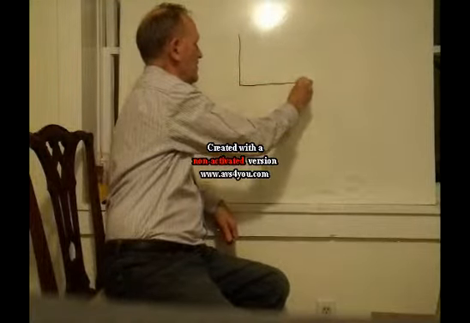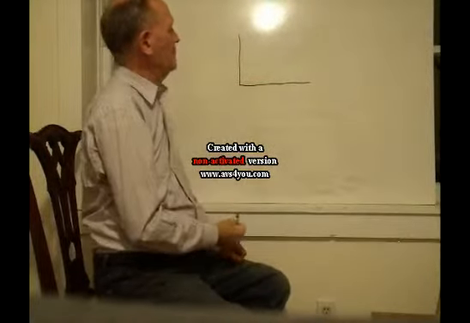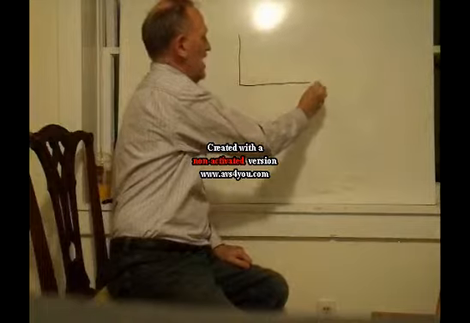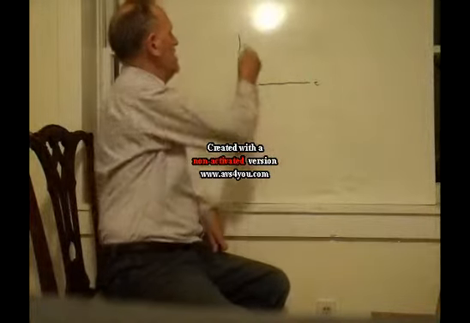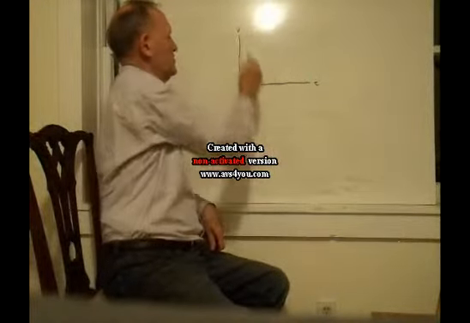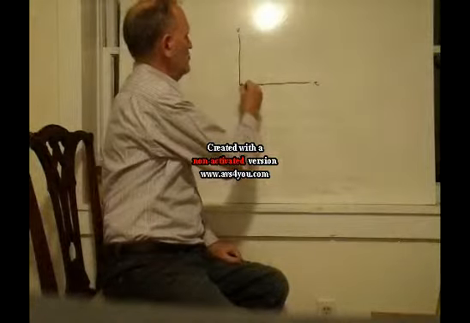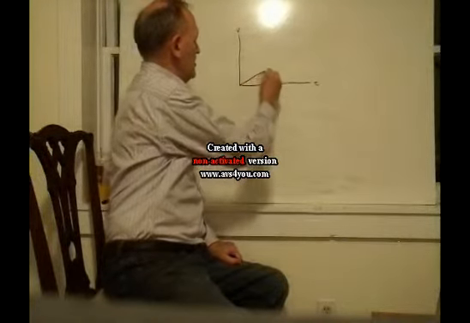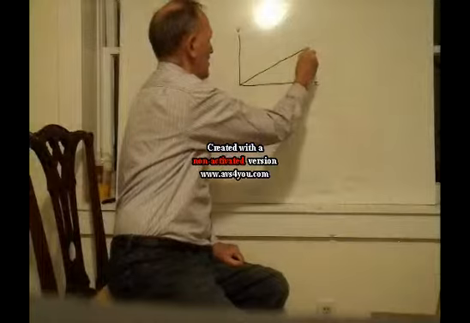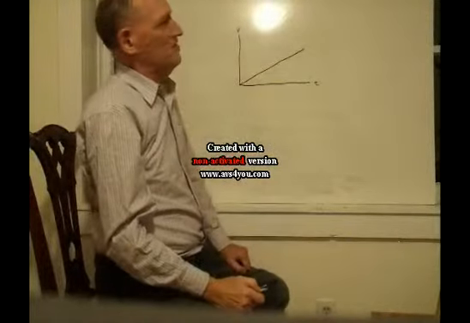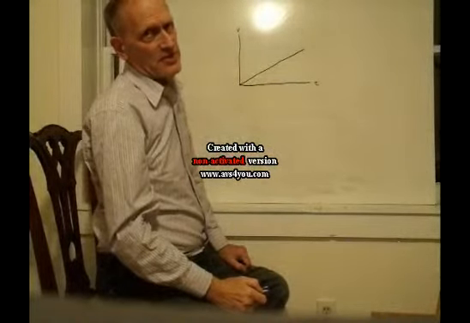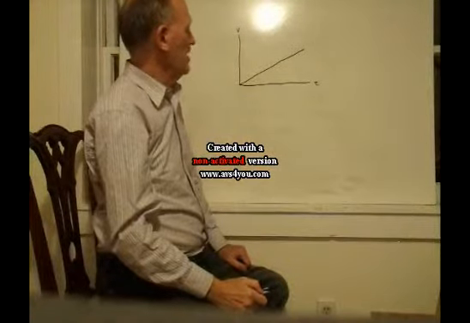I can draw it fairly well. I'm going to put this as a time axis, and this is going to be a velocity axis. And I will draw an approximately straight line, and that will represent the uniformly accelerated velocity there.